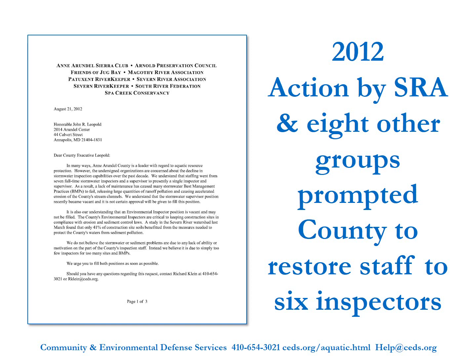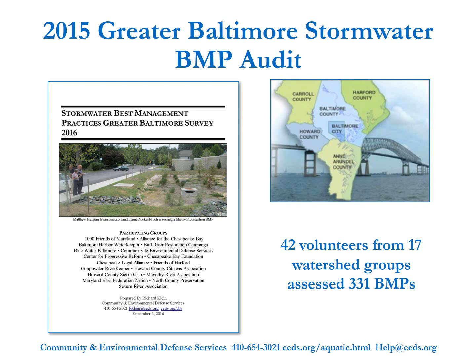Fortunately, in 2012, the Severn River Association and 8 other groups wrote this letter to County Executive Leopold, and this letter and other actions resulted in the county restoring stormwater BMP inspection staff to the 6 inspectors that existed in 2011. In 2015, the Greater Baltimore Stormwater BMP audit was carried out. It was carried out in the city and the 5 surrounding counties, including Anne Arundel. On the left, you see the report, and a copy that is circulating among you. And this survey was carried out by 42 volunteers from 42 watershed groups who assessed 331 BMPs region-wide.